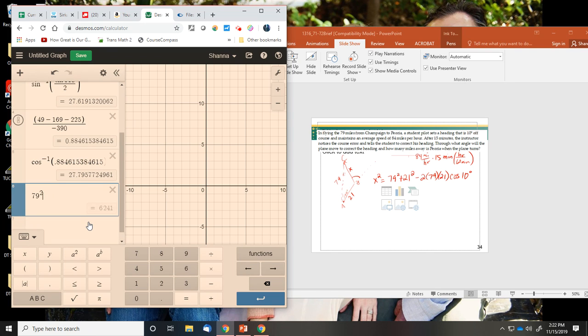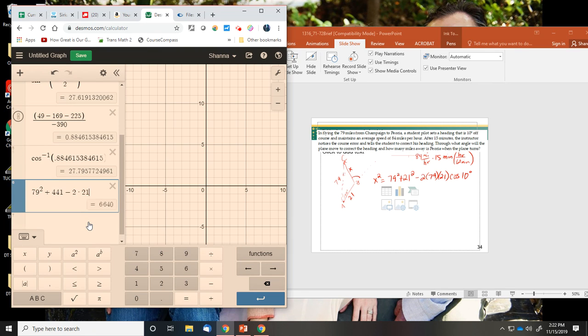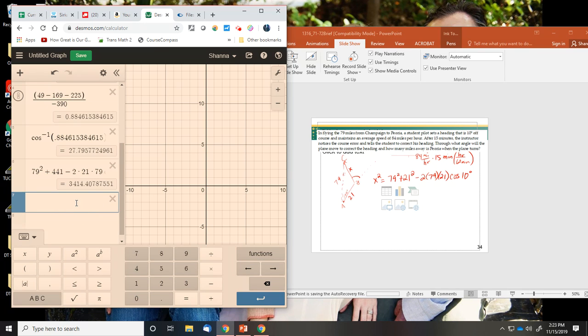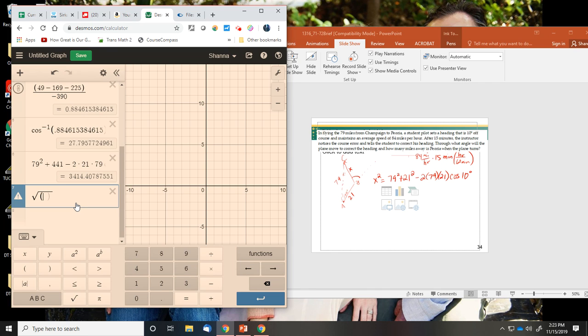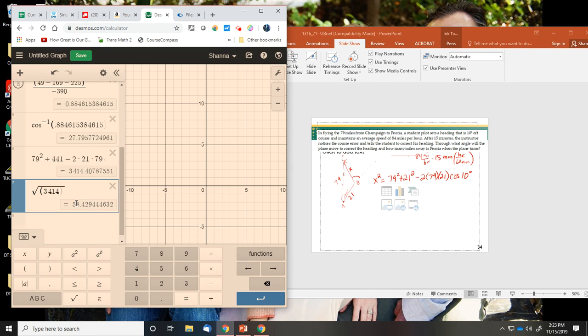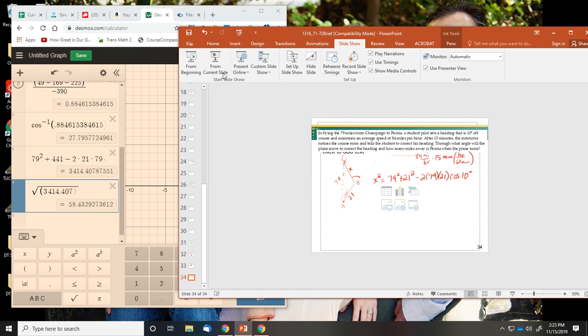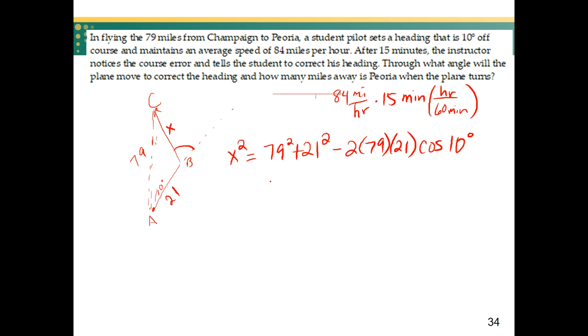79 squared plus 441 minus 2 times 21 times 79 cos 10, 3414.4, square root, so 58.43 miles. And then how much did he correct?